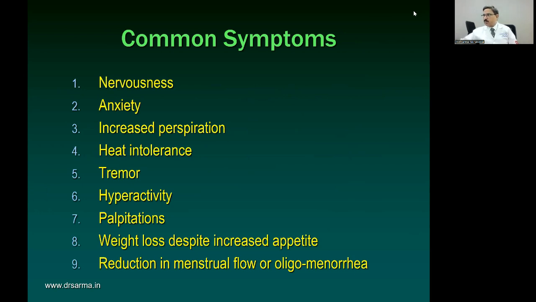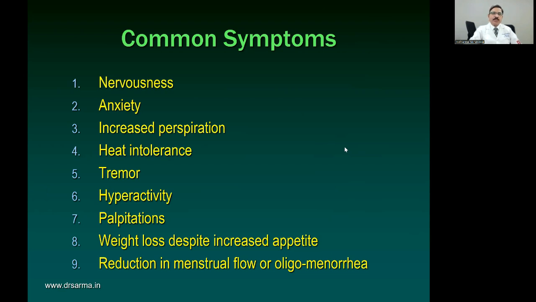Okay. What are the common symptoms? Nervousness, anxiety, increased perspiration, heat intolerance, tremor, hyperactivity, palpitation, weight loss despite increased appetite, reduction in the menstrual flow, or oligomenorrhea. These are the common ones. This is called a warm handshake. When you shake the hands, they are warm, hypermetabolic, and the sweating is there, tremor is also there. In anxiety disorder, it's a cold handshake. Cold handshake and warm handshake, we will say.